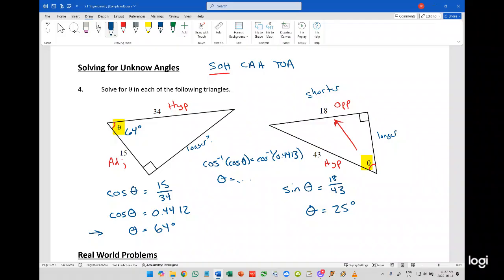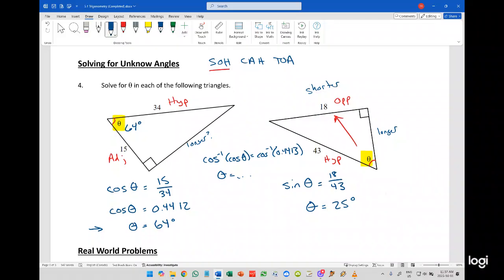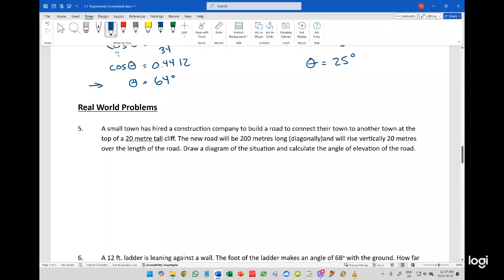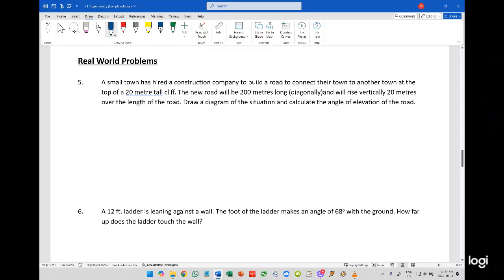All right, assuming we're doing okay with that, let's shoot into some word problems. Again, some word problems are more realistic than others. I feel like this one's a little bit fictitious, but hey, let's go with it. A small town has hired a construction company to build a road to connect the town to another town that is on top of a 20-meter tall cliff. Interesting. The new road will be 200 meters long diagonally and will rise vertically 20 meters above the length of the road. Draw a diagram of the situation and calculate the angle of elevation of the road.